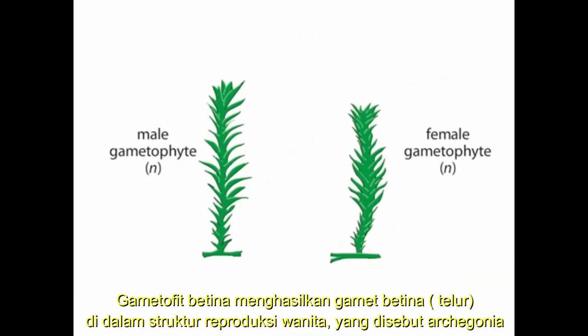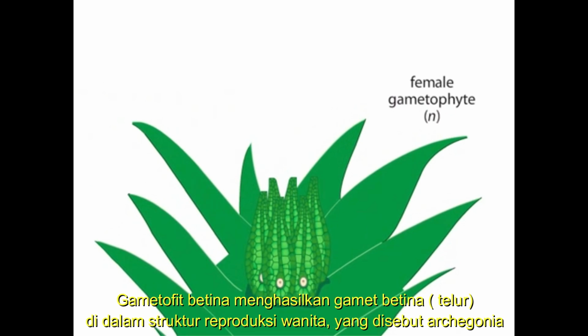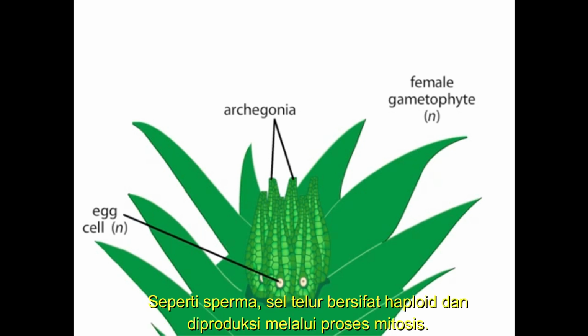The female gametophyte produces a female gamete or egg inside each of many female reproductive structures called archegonia. Like the sperm, the eggs are haploid and are produced by mitosis.